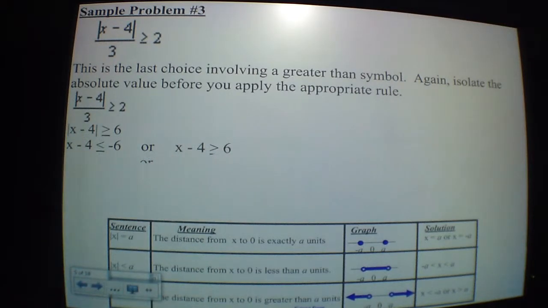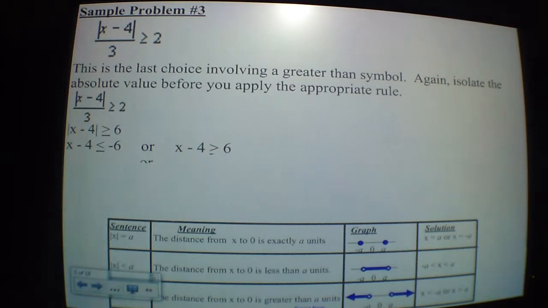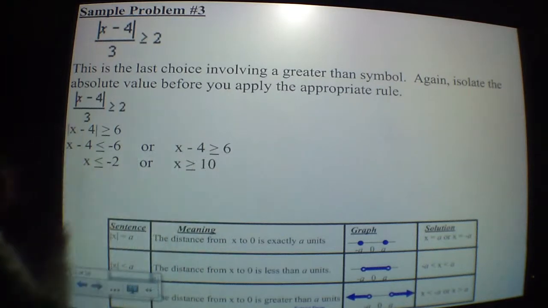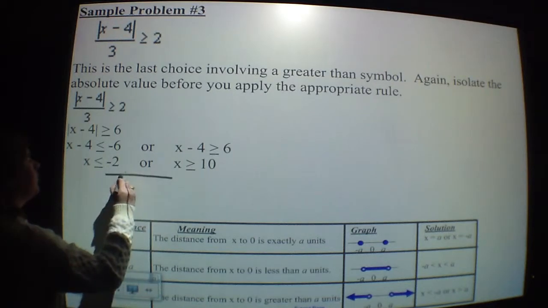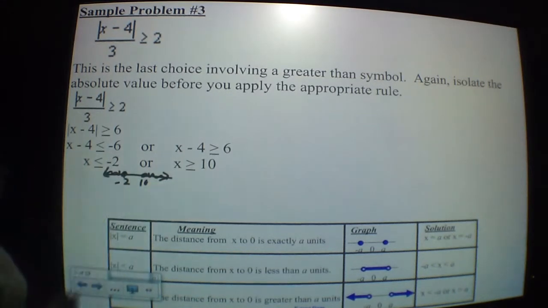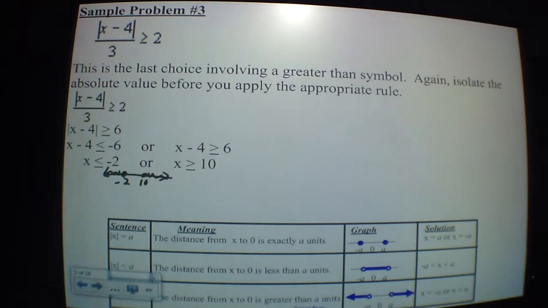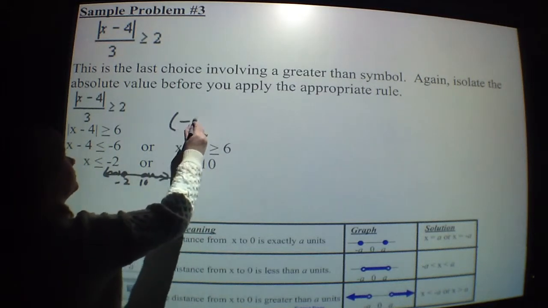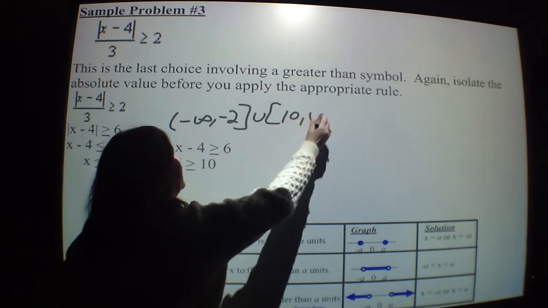And that was what's inside the absolute value sign. But now I take the absolute value sign away. And now solve them. Add 4. Add 4. Negative 2, 10. That's what the graph looks like. Okay? So you could write it in interval notation. Also, you could write negative infinity to negative 2, union 10 to positive infinity.